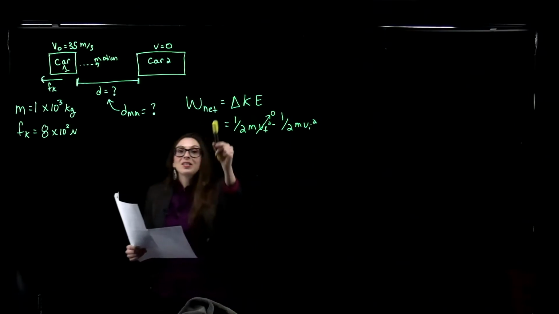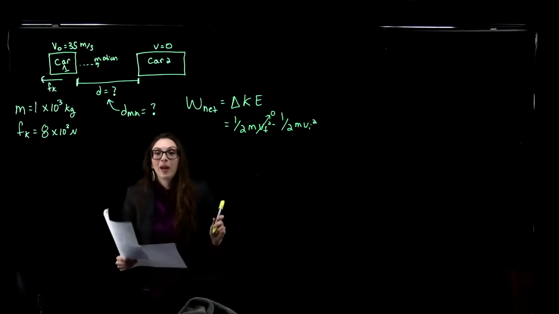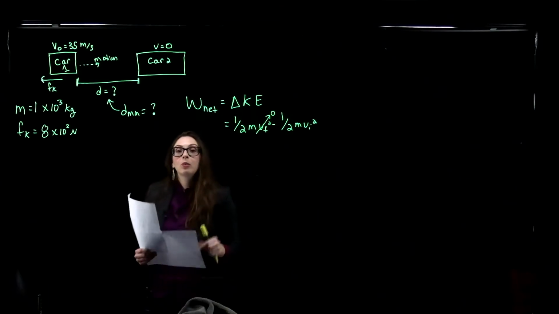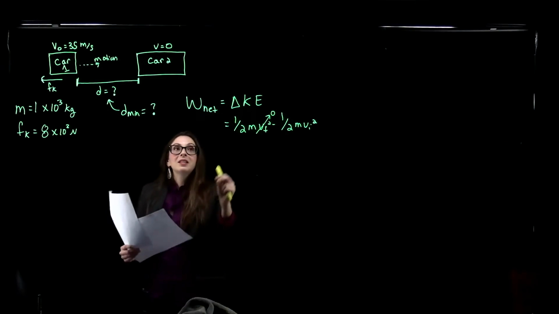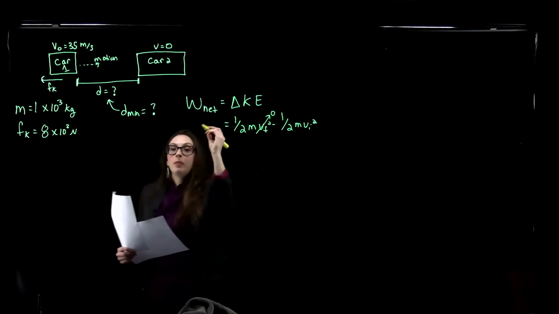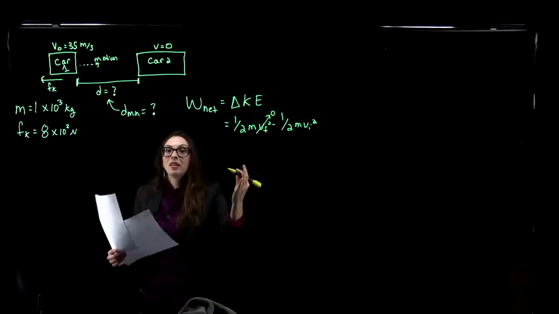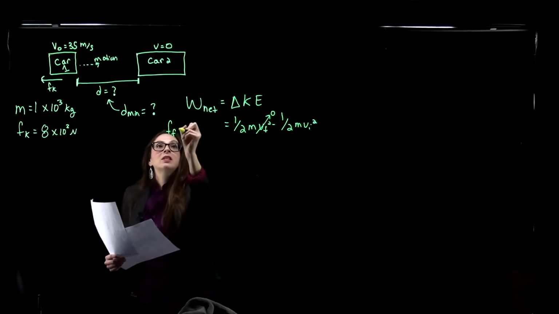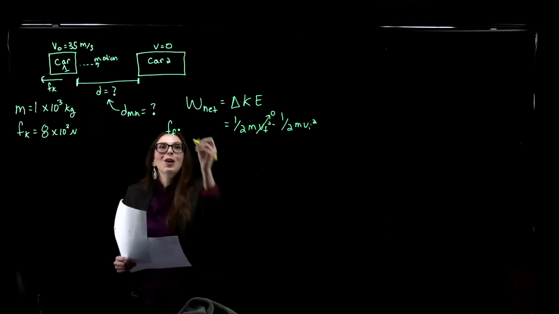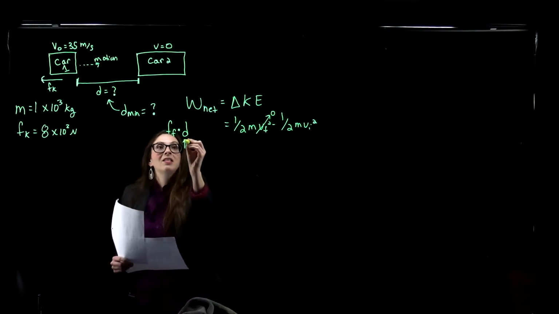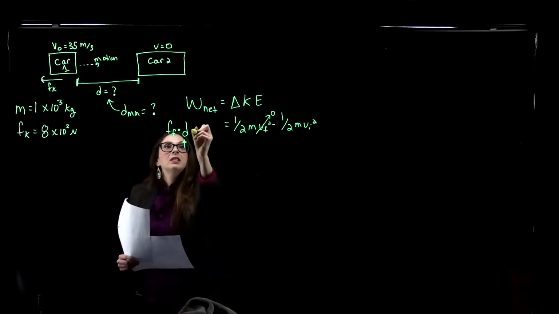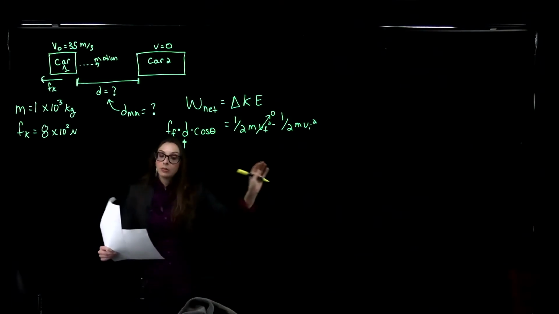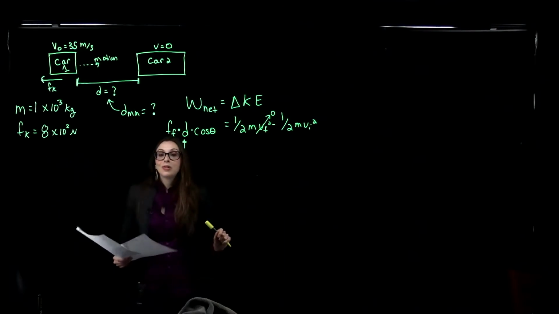And what is this net work right here? We've done this in a similar way in previous problems that we've worked with work and friction. So this net work here is going to be our applied force, which in this case is only the force of friction. So that's going to be our friction force times the distance over which that force is applied. This is the thing we're trying to solve for, times cosine theta, where this angle is the angle between our direction of motion and the direction in which the force is applied.